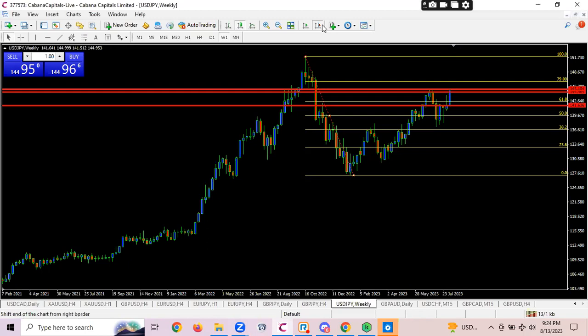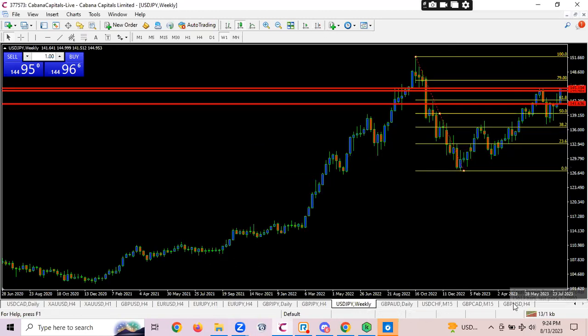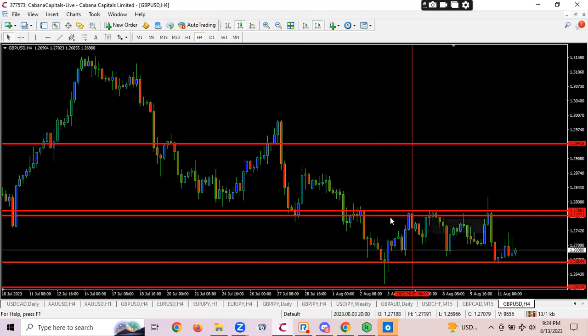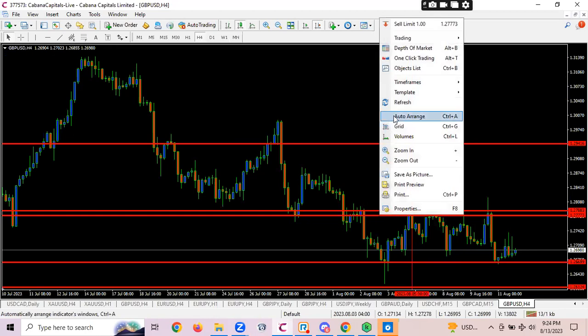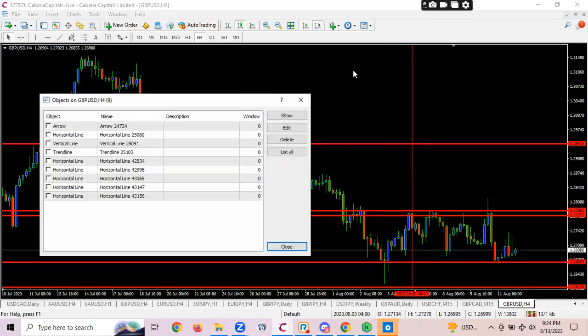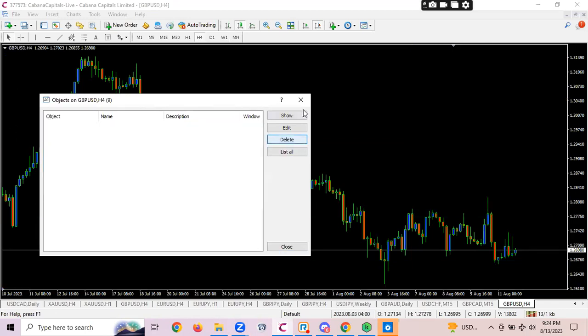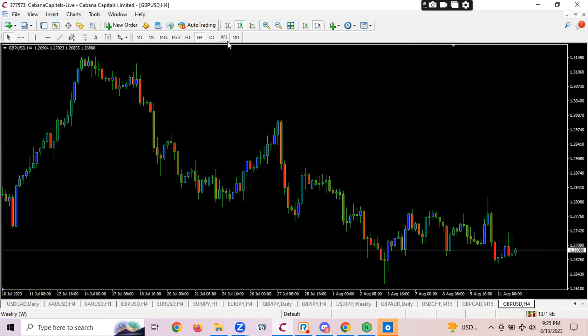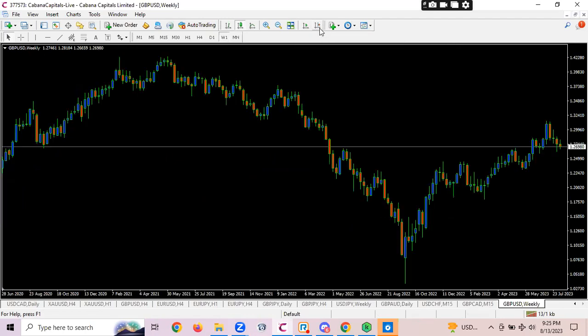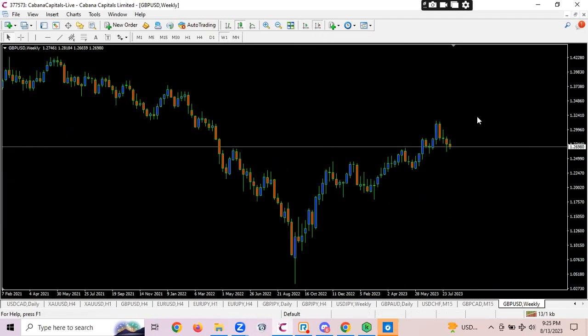So let's start with GBP USD. My bias on GBP USD this week is bullish. Like I said, we need to start with the weekly time frame. So what do we have on the weekly?